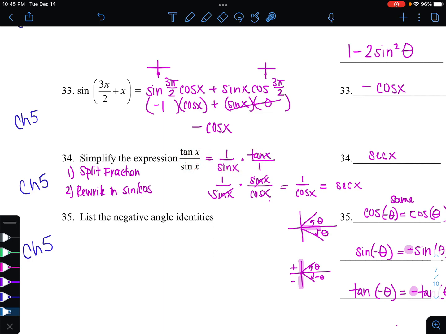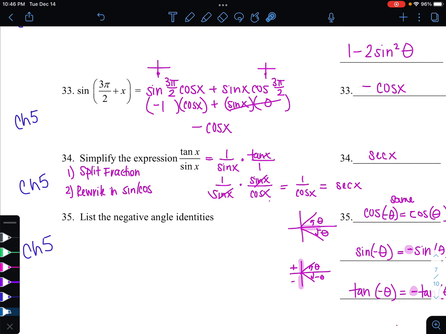So this expression and this expression are the same. By splitting it up like this, we can rewrite tangent as sine over cosine. And when we multiply, we see that the sines cancel, we're left with 1 over cosine, which is secant of x. So we did a lot of verifying or simplifying expressions.